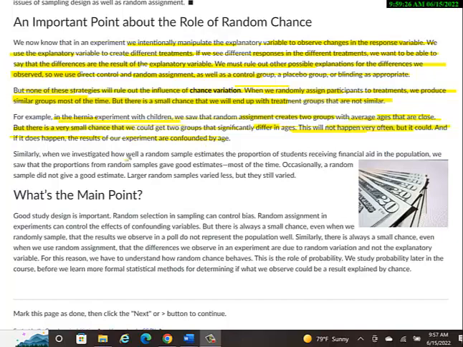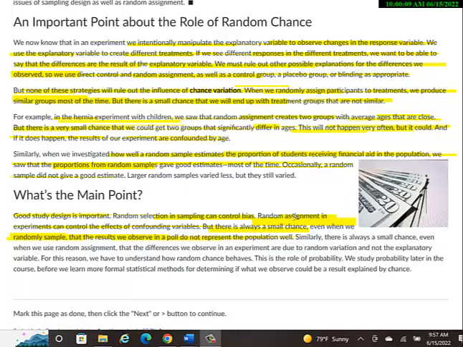In a similar way, when we investigated how well a random sample estimates the proportion of students receiving financial aid in a population, we saw that the proportions from random samples gave good estimates most of the time. But once in a while, a random sample did not give a good estimate. Larger random samples varied less, but they still varied. So here our main point is that good study design is important, but it's not always perfect. Random selection and sampling can control bias. Random assignment in experiments can control the effects of confounding variables, but there's always a small chance, even when we randomly sample, that the results we observe in a poll do not represent the population well.